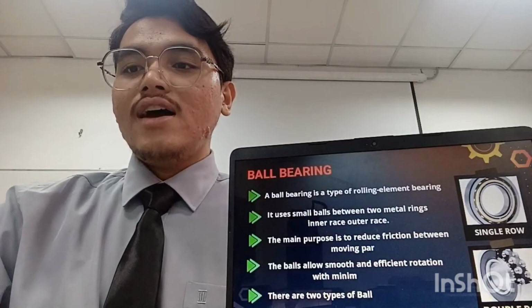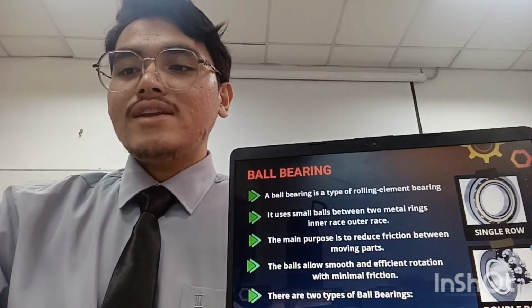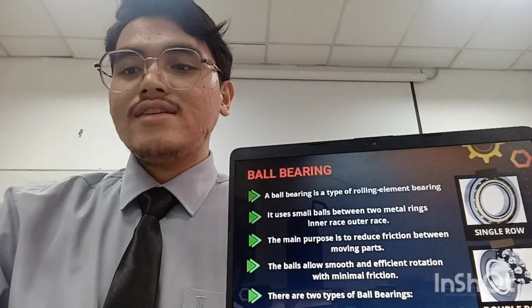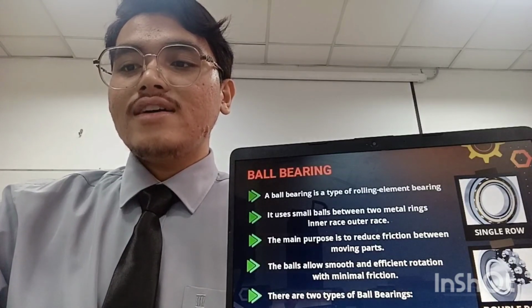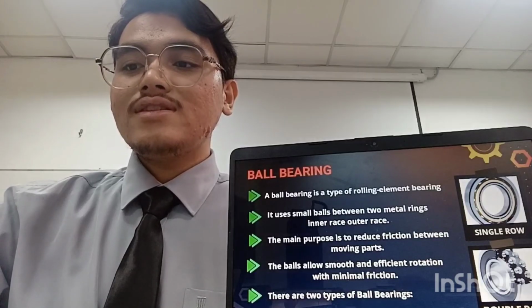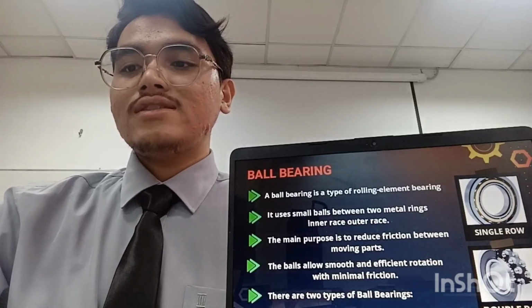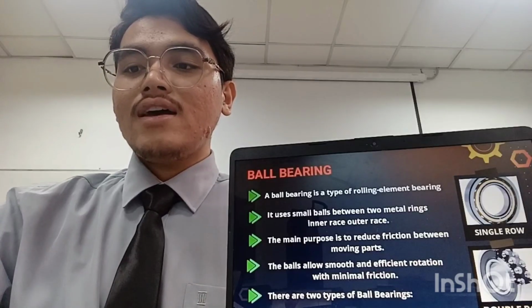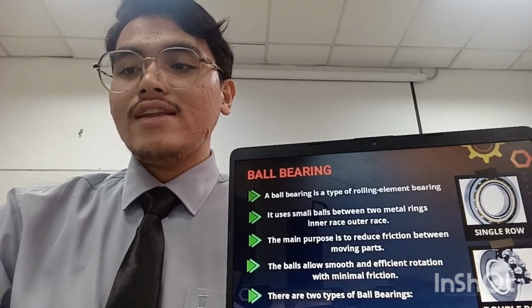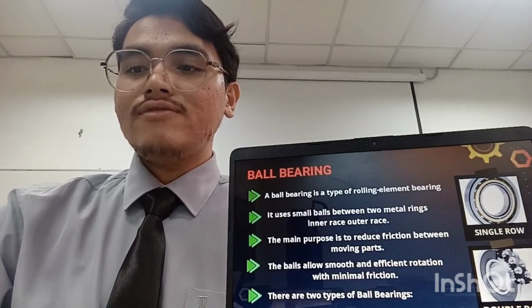First, we look into ball bearing. A ball bearing is a type of rolling element bearing. It uses small balls between two metal rings, which are the inner race and outer race. The main purpose is to reduce friction between moving parts. The balls allow smooth and efficient rotation with minimal friction.